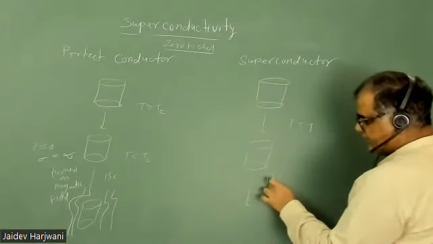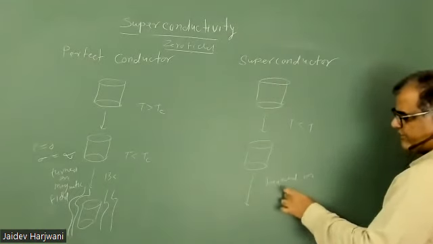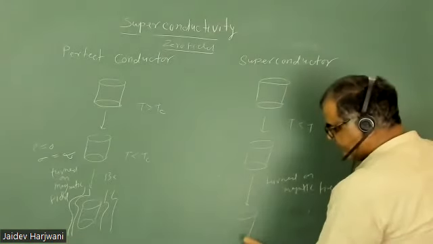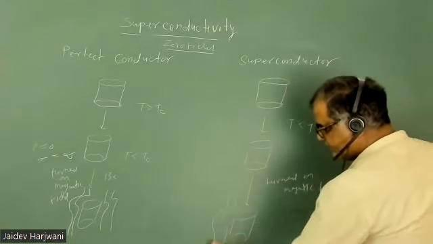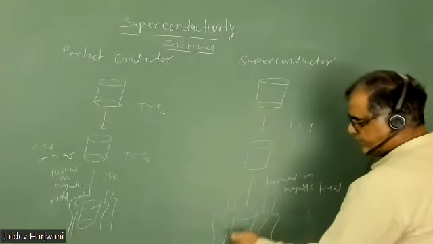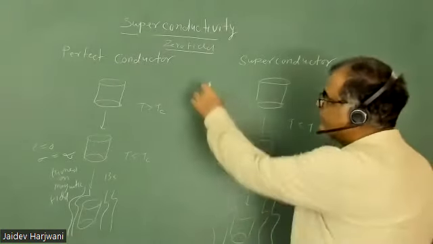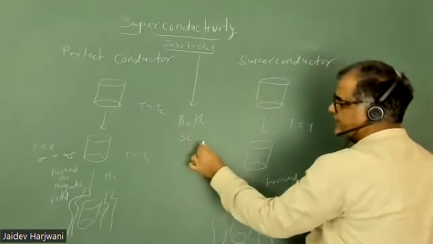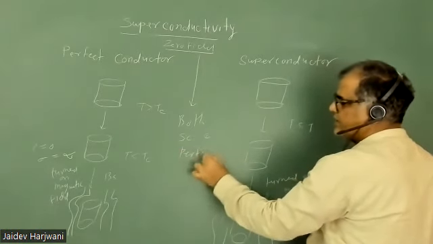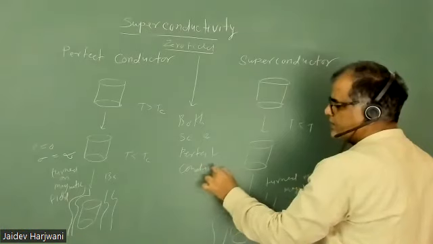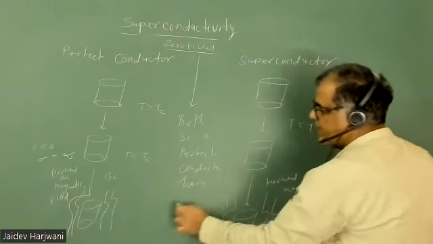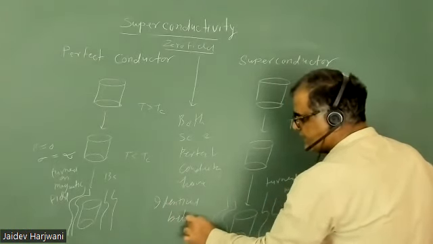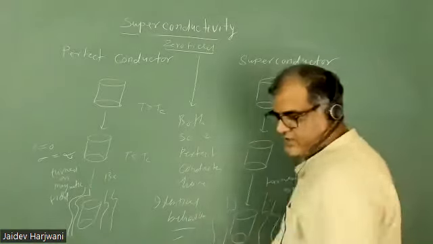Now if you turn on a magnetic field, the magnetic field will not go inside, will not penetrate. That means in zero field cooling both show the same behavior. Both superconductor and perfect conductor have identical behavior. That is the point.